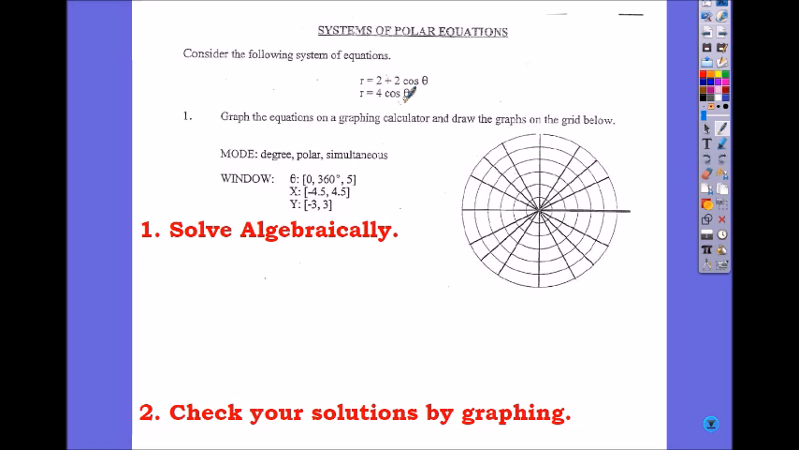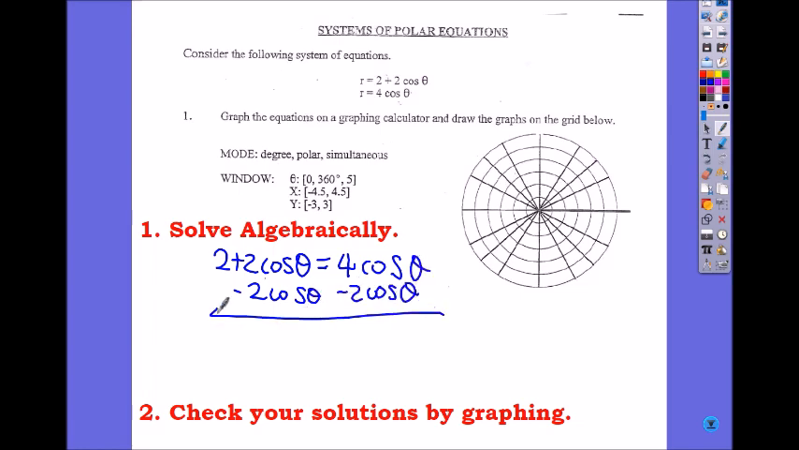So can I set them equal to each other? So it's 2 plus 2 cosine theta, r equals the same r. So what would you do? Move 2 cosine theta to the other side. So then I get 2 equals 4 minus 2, which is 2 cosine theta. And then divide by 2, divide by 2. So I get 1 equals cosine theta.